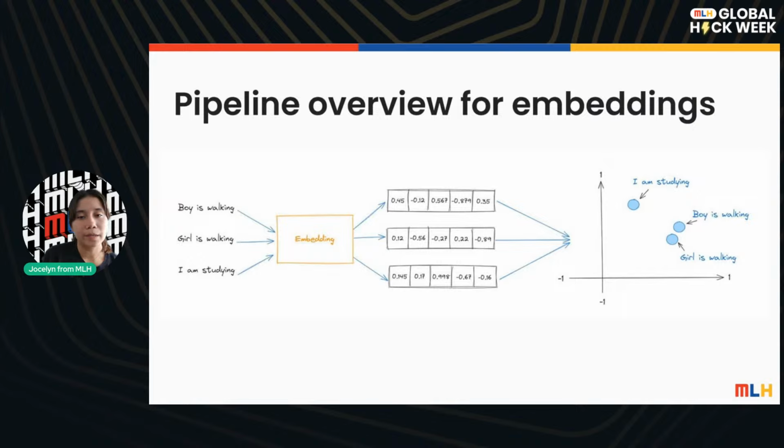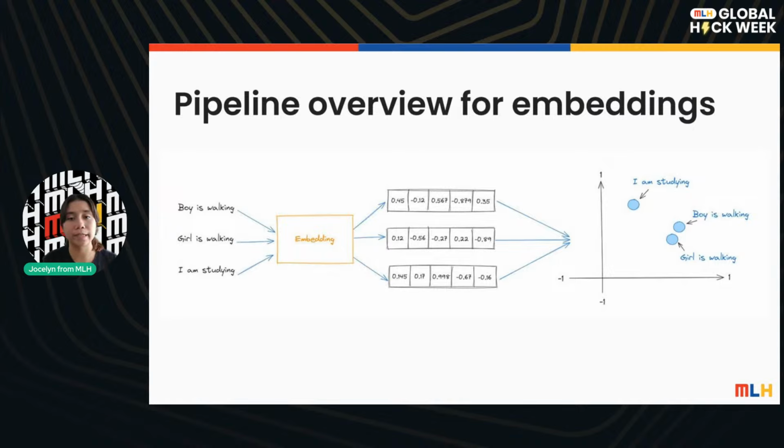So here's a pipeline of how embeddings work. You have a regular sentence such as "boy is walking," "girl is walking," and "I am studying." So there are three different sentences in there. Then those sentences are passed on to an embedding model. This embedding model is just a way of converting those words into vectors, which are numerical representations of text as we see them here. So we have a vector with different numbers in there that compose this sentence over here. And then you can actually graph them.